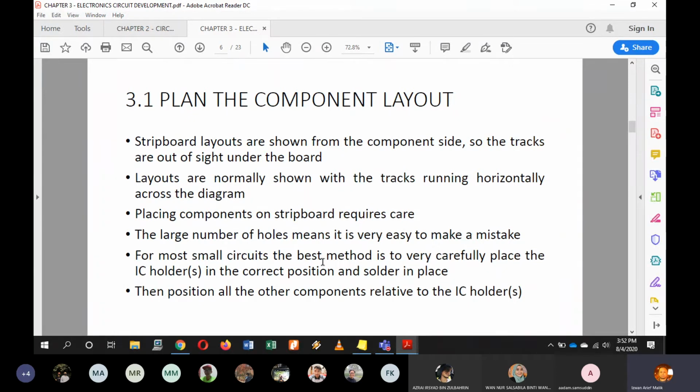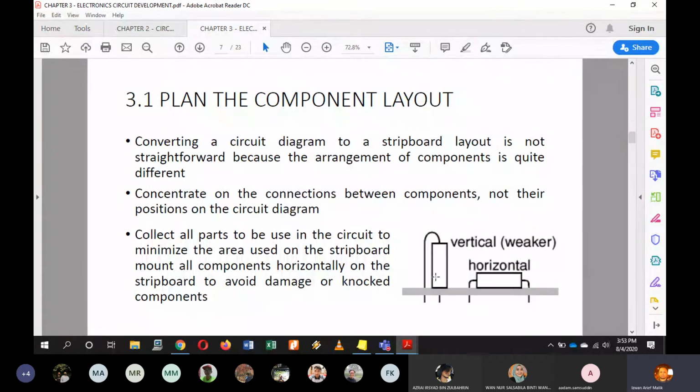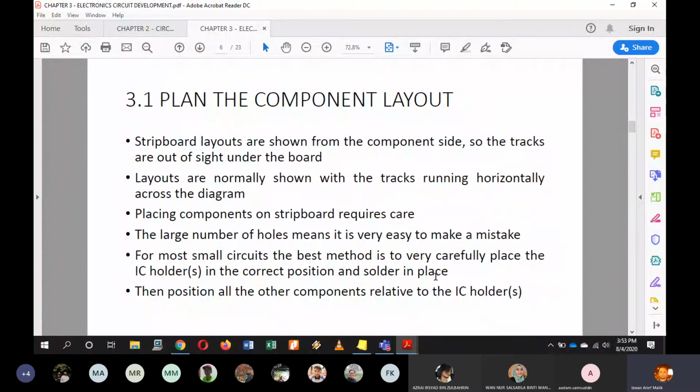For most small circuits, the best method is to very carefully place the IC holders in the correct position and solder in place if you are using ICs. So we have the IC holder. The reason why we use the IC holder is to make sure that it is not moving and to avoid overheating, actually. Then position all the other components relative to the IC holder. So you put your IC holder first, solder it, and then build your circuit around that IC holder, surrounding it. So then we can plan our layout.